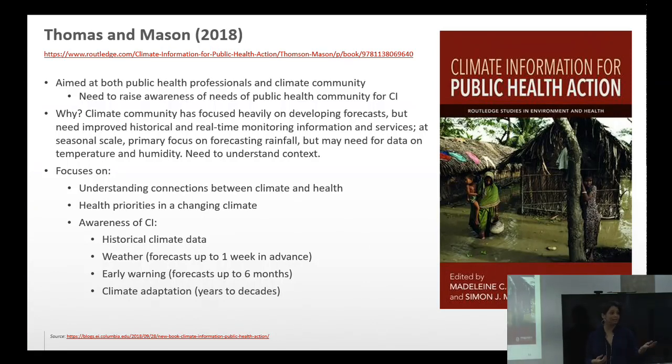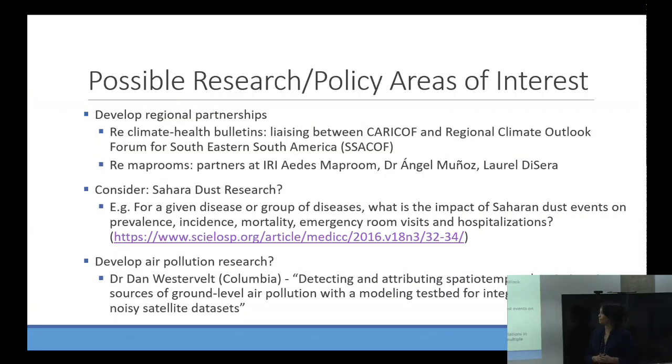At the seasonal scale, again, the primary focus is on forecasting rainfall, but you may need data for temperature and humidity. Understanding this context is important. And this book, I think, is quite interesting, and I'm happy to connect you to some of the researchers if you would like. It looks at the connections between health priorities and climate information at different time scales. Again, understanding what information is necessary and what information is available might actually be quite helpful moving forward.